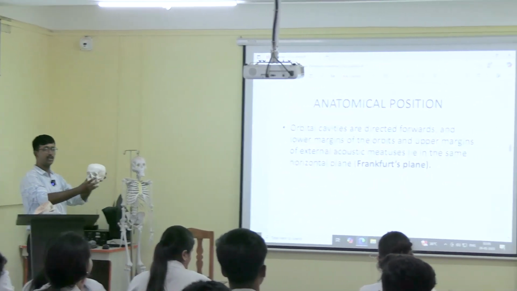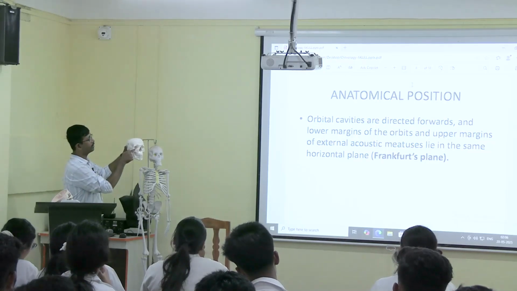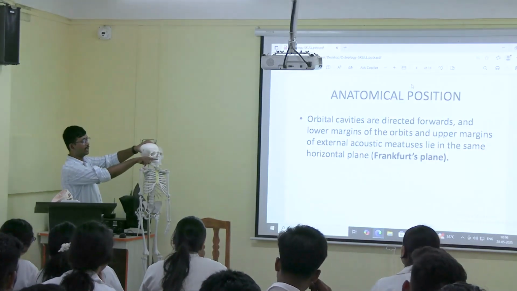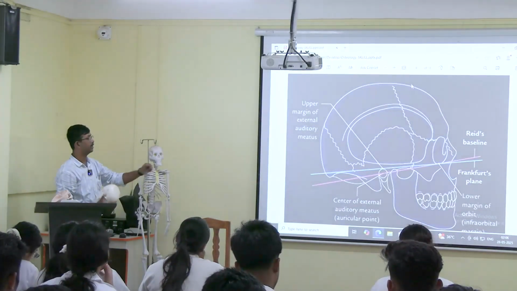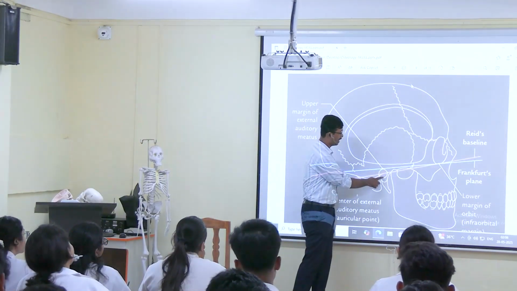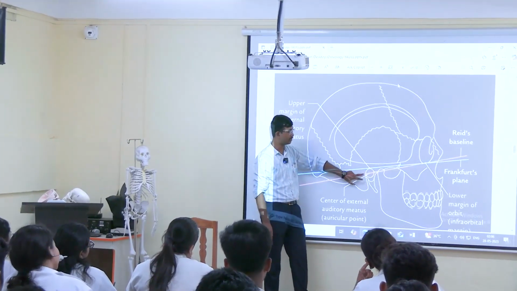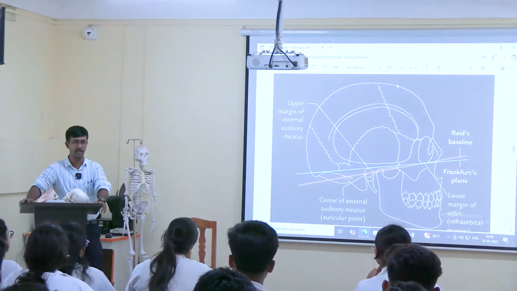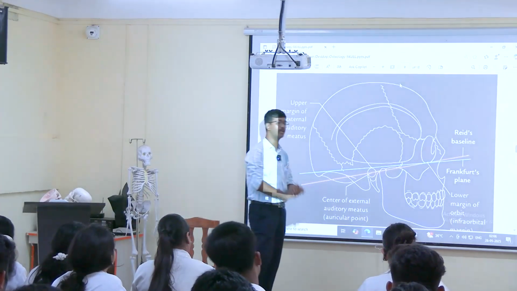Now the anatomical position of the skull has to be like that. The orbits should be facing forward, and if I draw an imaginary line from the lower margin of the orbit, the infraorbital margin, it should pass through the upper part of the external auditory canal. See here, that green line is passing below your orbit and above your external auditory canal. Can you tell me what is external auditory canal? Basically your ear canal. So a line passing through the lower part of your orbit and the upper part of your external auditory canal determines the anatomical position of the skull.